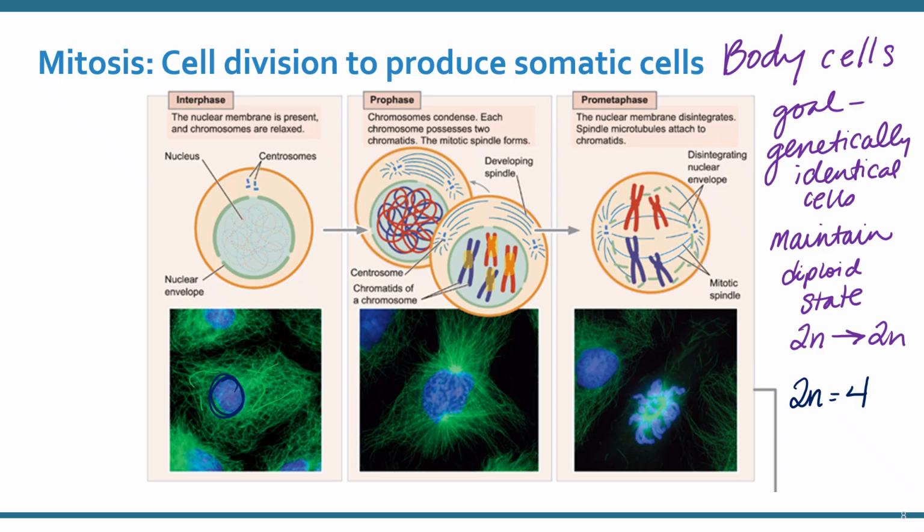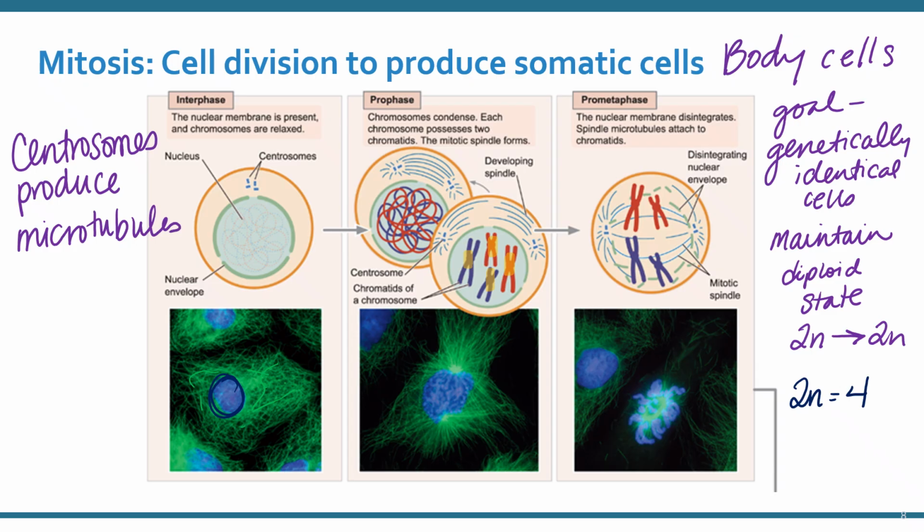At the end of interphase, we are going to enter mitosis. The first phase of mitosis is called prophase. In this phase, our chromosomes start to condense. Remember, we're in our sister chromatid form, and our mitotic spindle is going to form from our centrosomes. So our centrosomes are going to produce microtubules specific for cell division. And they are located here at the top of this cell.